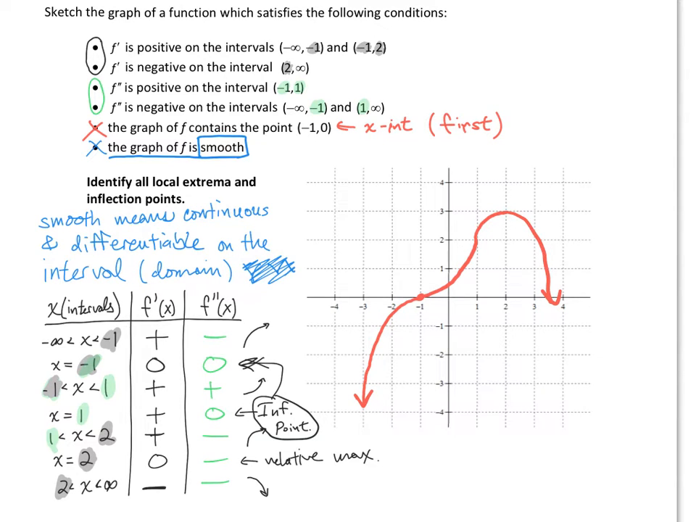So we have to include where the inflection points are, and this is good enough for me. Here are the inflection points, just where the concavity changes, and you want to point out where the relative max and min are, if there are any at all. So there would be the relative max. Let's take a look at a couple more examples. I promise they will go a little bit quicker.